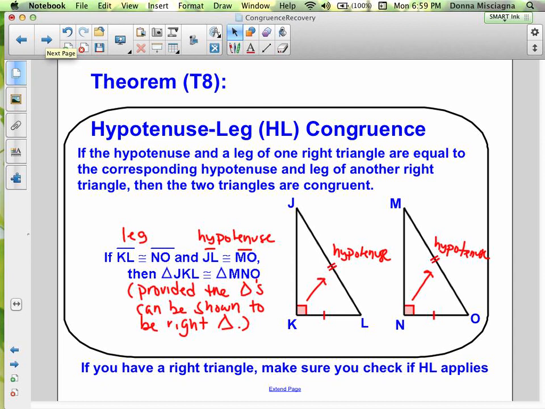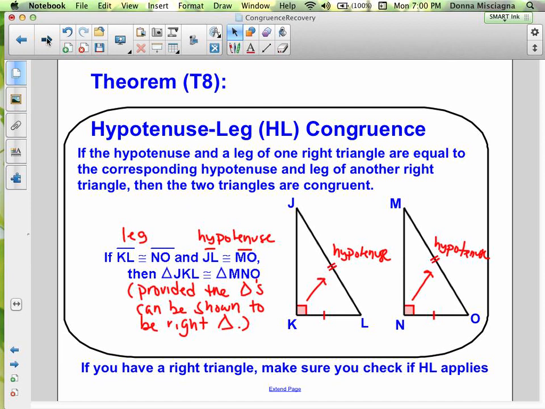So if none of the other theorems apply, because we could still have side, side, side if we know three sides in one triangle are congruent to three sides in the other triangle, even if it's a right triangle. Or if we knew the two legs were congruent and it's a right triangle, then we'd have side, angle, side, because we'd have two sides and the angle between. But if none of the other four work out, and it's a right triangle, see if it's actually a hypotenuse leg.